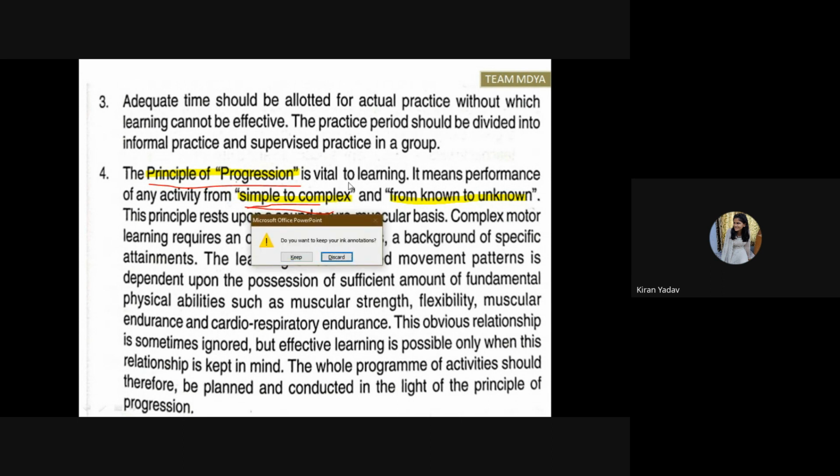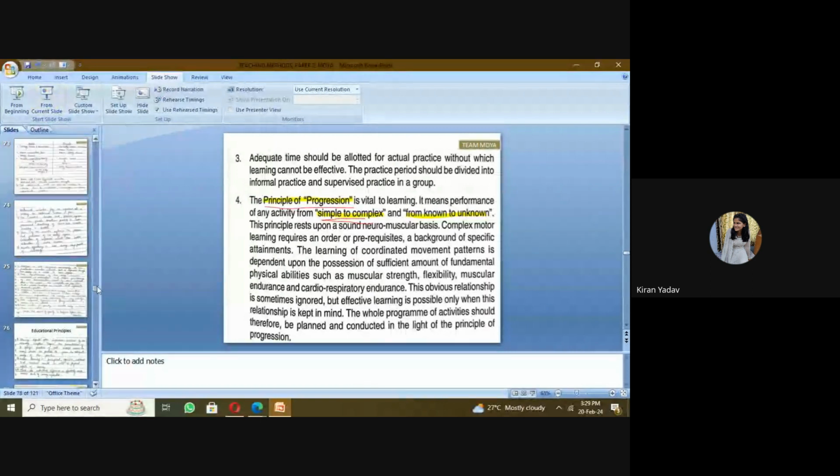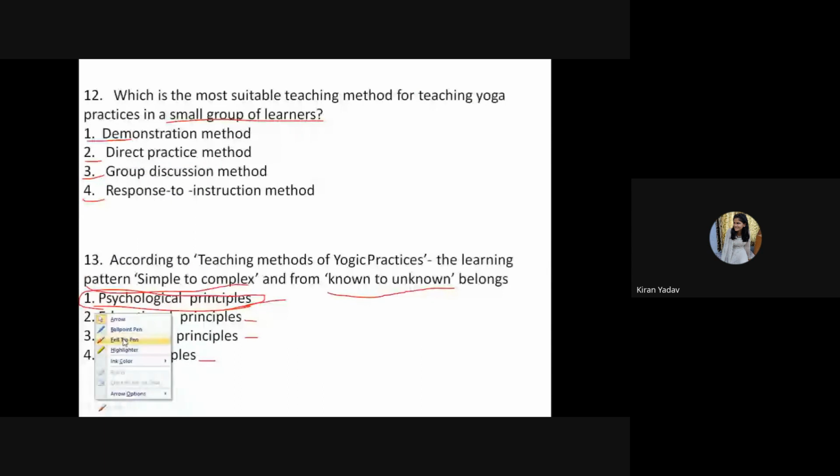In the same way, remember what's given in other principle, in yogic principle and anatomic principle, psychological principle. Revise it well. So which one is the correct option? Educational principles. Yes.